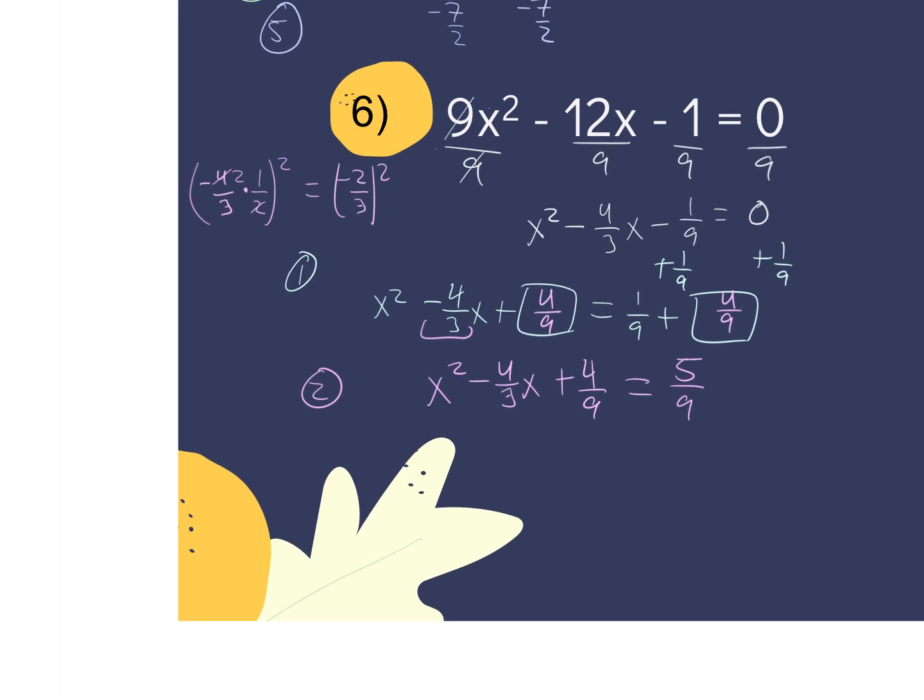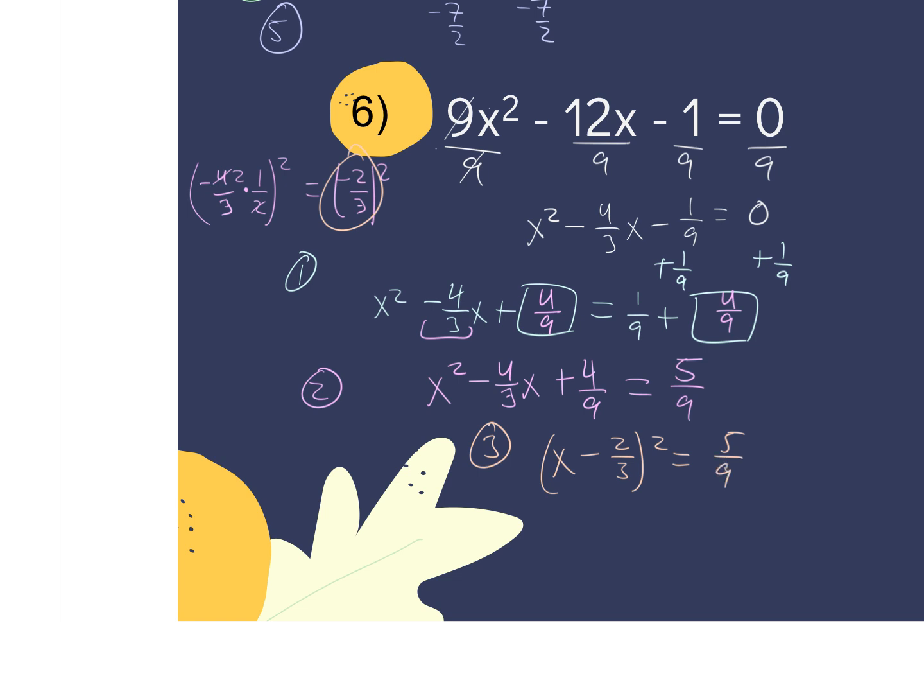All right, the next thing you want to do is factor your perfect square trinomial. Again, use b over 2. Don't try to find factors of 4 over 9 that add to negative 4/3. No, you want to use b over 2. You get your perfect square right away. So (x minus 2/3) squared equals 5 over 9.